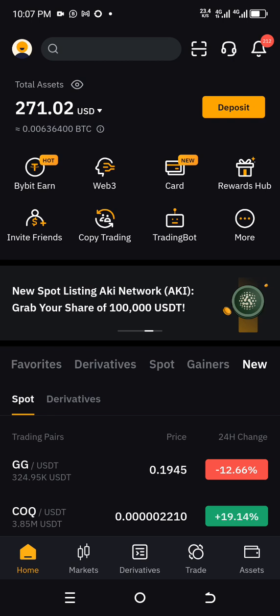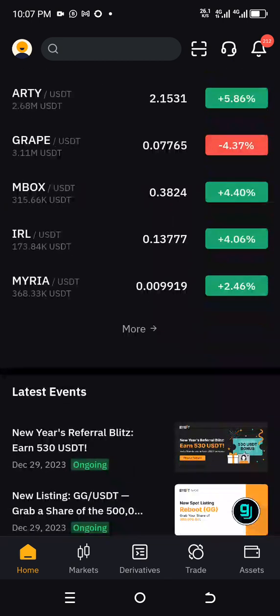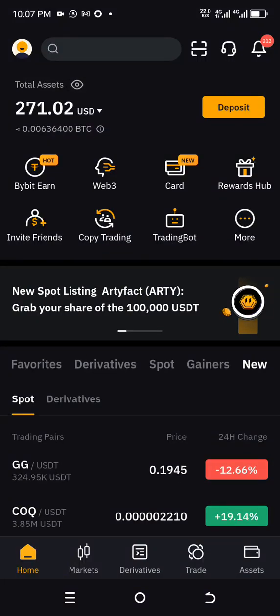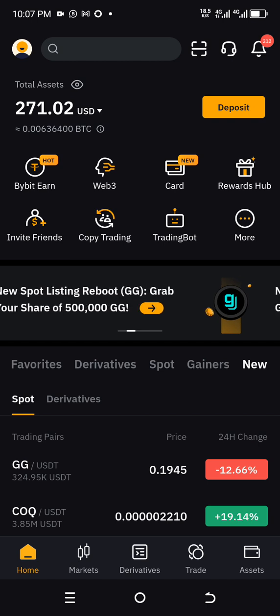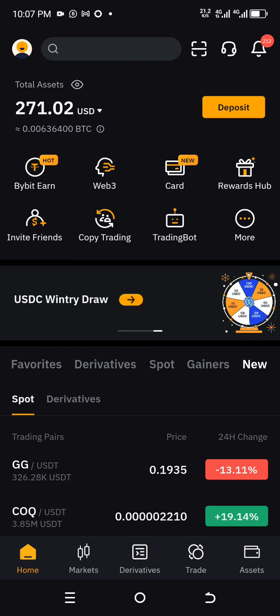So what we're going to do now, make sure you have a CoinMarketCap app, and I'll show you what to do. If you have a CoinMarketCap app and you have a verified Binance, or a verified Bybit, or a verified OKX, or any exchange that you have that is verified, just do this with it.